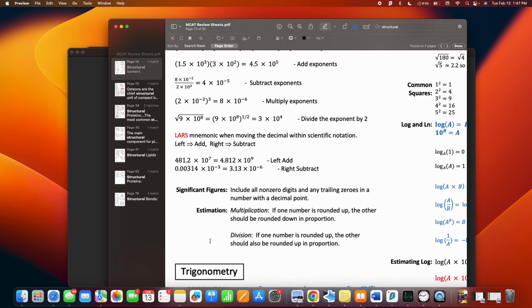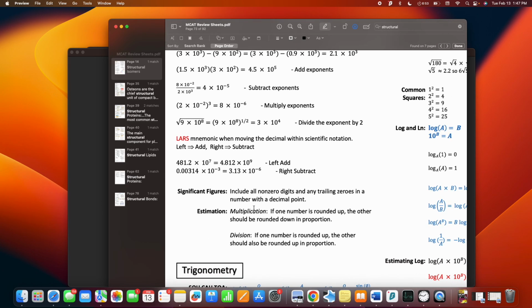Significant figures, sig figs, include all non-zero digits and any trailing zeros in a number with a decimal point. So a number with a decimal point, 3 point something. Estimation: for multiplication, if one number is rounded up, the other should be rounded down in proportion. For division, if one number is rounded up, the other should also be rounded up in proportion.